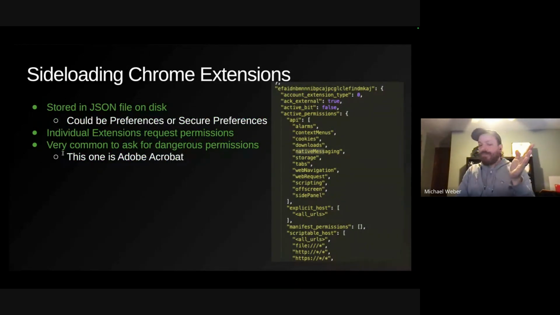So to start with, in the world of Chrome extensions, the default configuration is all stored on disk in JSON. It's in a preferences or a secure preferences folder. You just list all of the permissions that your extension needs, and then provide the details necessary so Chrome knows where to load it from, and then you're good to go. And it's very common for extensions to ask for all kinds of dangerous permissions. This is very similar to what we're ultimately going to ask for. And this is Adobe Acrobat. This isn't like malware. This is just a pretty conventional use case for Chrome extensions.